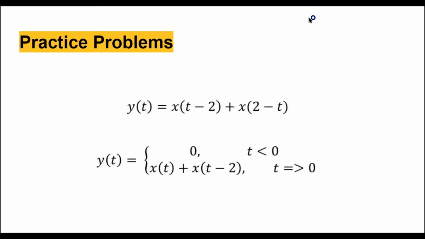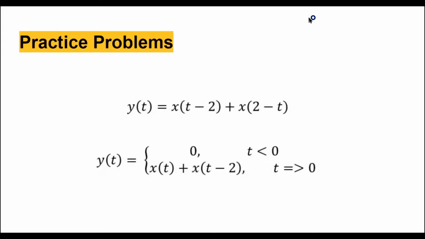Okay, so the first one, we have y of t equals x of t minus 2 plus x of 2 minus t. What I meant was we're going to decide on the properties of these systems. Are they memoryless? Are they causal? Are they time invariant? Are they linear? Are they stable? So looking at the first one, we see x of t minus 2 and x of 2 minus t.